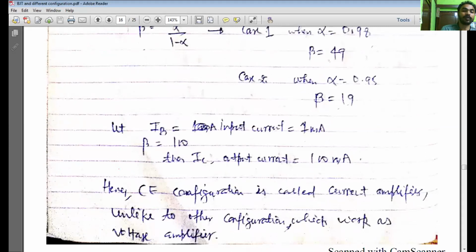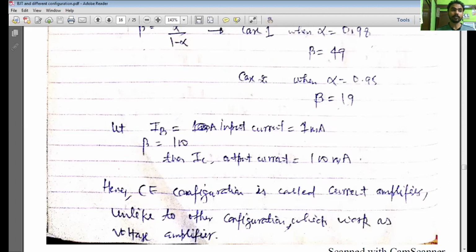So now we can very simply understand what beta is. Let us consider beta is 100. If beta is 100 and you are giving the input current as 1 milliampere, then how much will be the output current? It will be 100 milliampere, because beta is equal to IC by IB. If IB is 1 milliampere and beta is 100, then IC will be 100 milliampere. So see how much current amplification is happening: 1 milliampere to 100 milliampere.